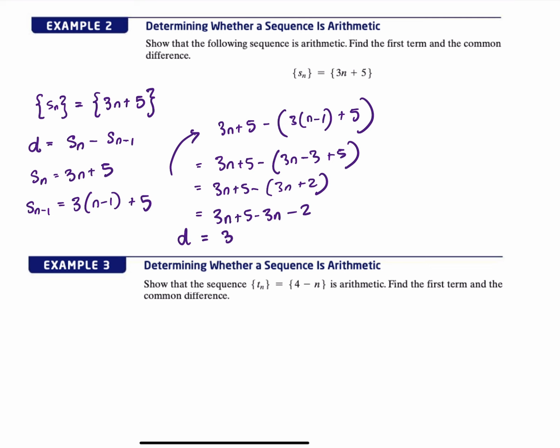So we have our common difference d, and let's also list our first term. Let's find s sub 1. That would be 3 times 1 plus 5, so positive 8. So our first term is 8, and our common difference is 3.